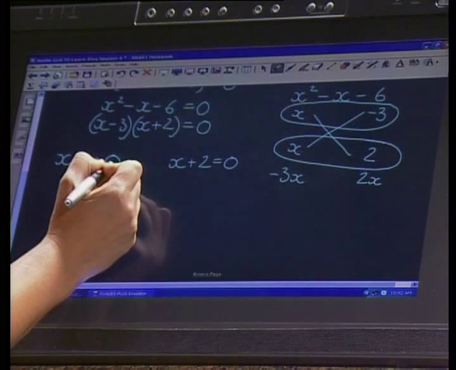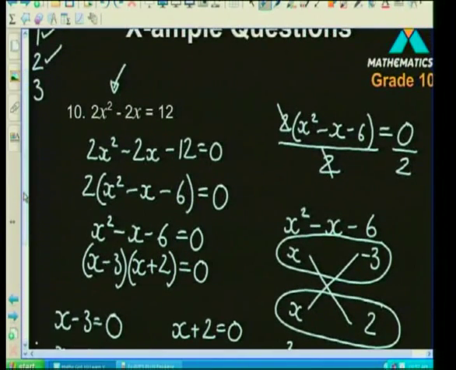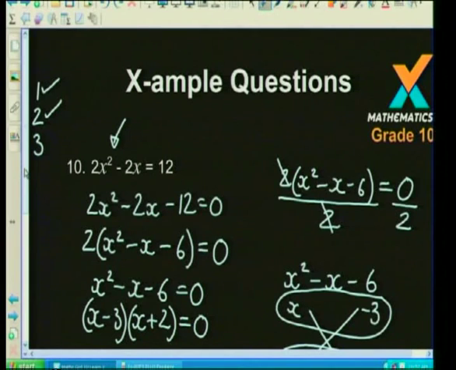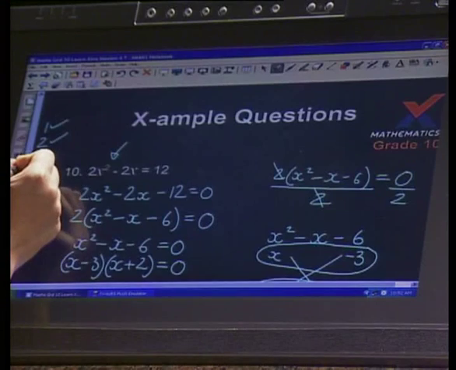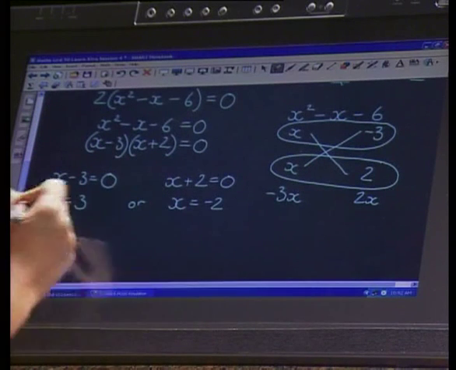X minus 3 equals 0 becomes x equals 3. And x plus 2 equals 0, x equals -2. So there's your answer. Therefore, x equals 3 or x equals -2. So to revise on how we did that, we first took out a common factor, then we did a trinomial, and then we were able to get an answer.